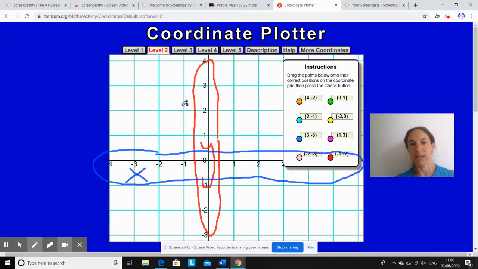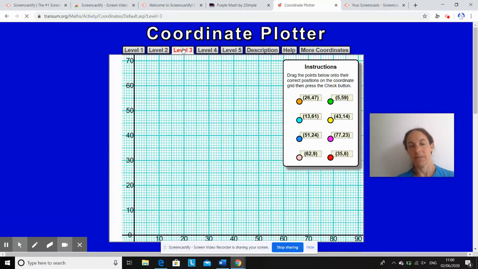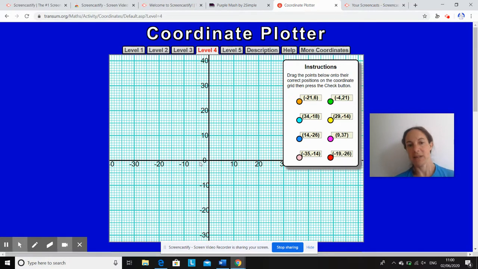So this is the same when we do level 3, which I've set you. So we have our Y axis along here and our X axis along here. And level 4 has minus numbers. Minus X axes here and our minus or negative Y axes here. We always do the X first and then the Y.